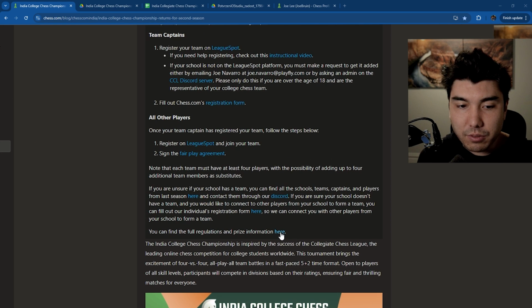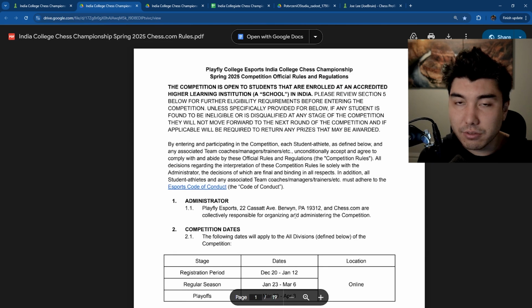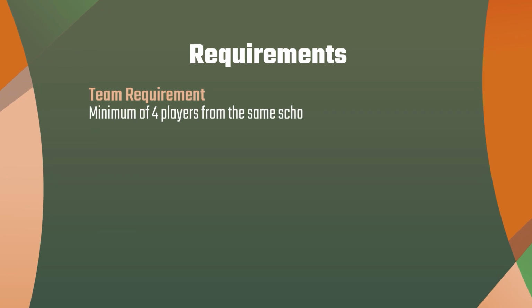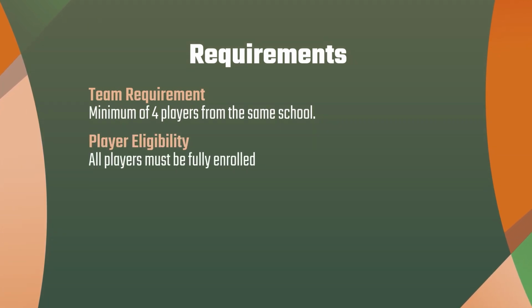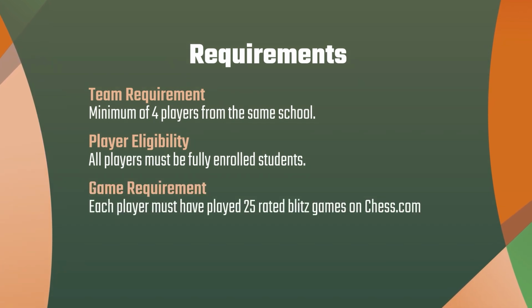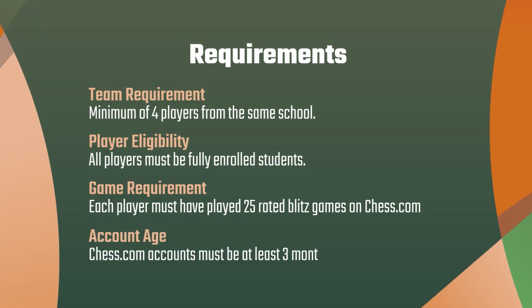At the bottom, you can find our rulebook linked, which is very important. You should definitely go through the rules before you decide if you should register or not. The most important thing to know is that this is a team format competition, so you must have at least 4 players from the same school. Each player must be a fully enrolled student and must have at least 25 rated blitz games played on chess.com. Their account must also be at least 3 months old.